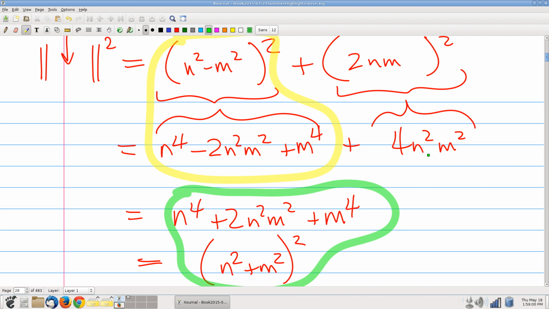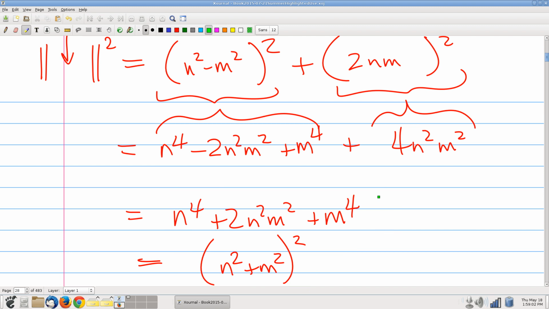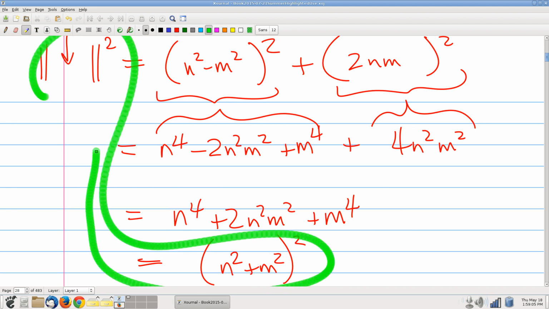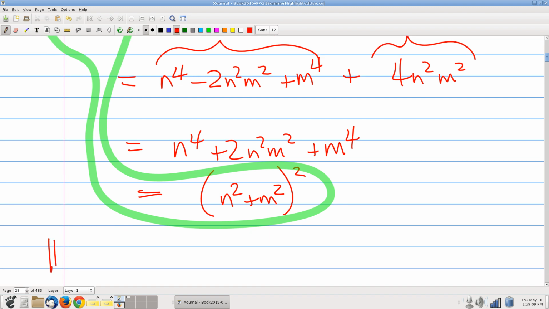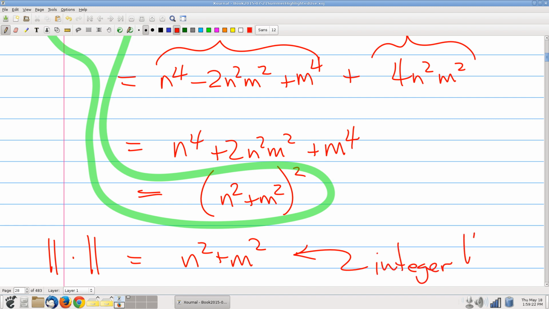Right, and that was magnitude squared. We were asked to compute magnitude, so the magnitude of the thing we're interested in is the square root of this, which is just n squared plus m squared, and that is an integer. Is there anything formal we need to do to prove that? Nah, for these purposes, if this was a proof class then maybe, but it's pretty clear, because n and m are integers. Exactly.